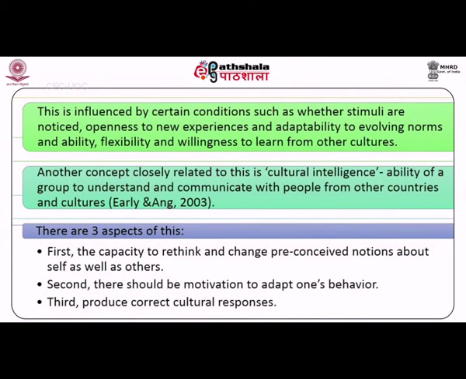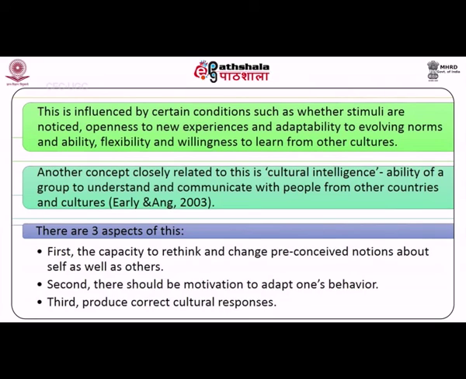Group learning. Group learning is both a process as well as an outcome in which acquisition of knowledge, skills, etc. lead to changes in behaviors and group performance. This is influenced by certain conditions such as whether stimuli are noticed, openness to new experiences, adaptability to evolving norms, and ability, flexibility, and willingness to learn from other cultures. Another concept closely related to this is cultural intelligence, that is, the ability of a group to understand and communicate with people from other countries and cultures.